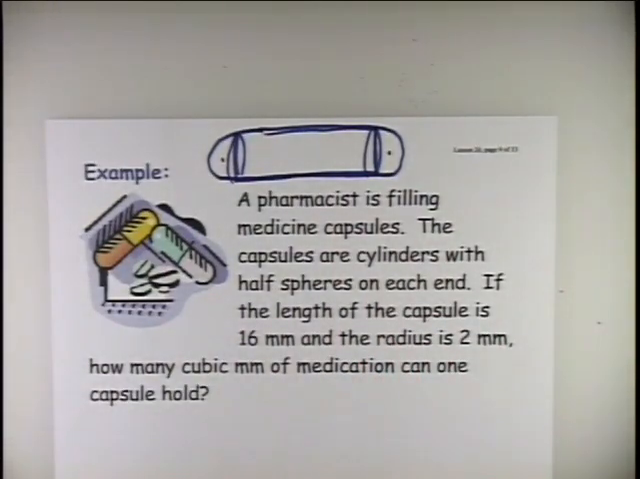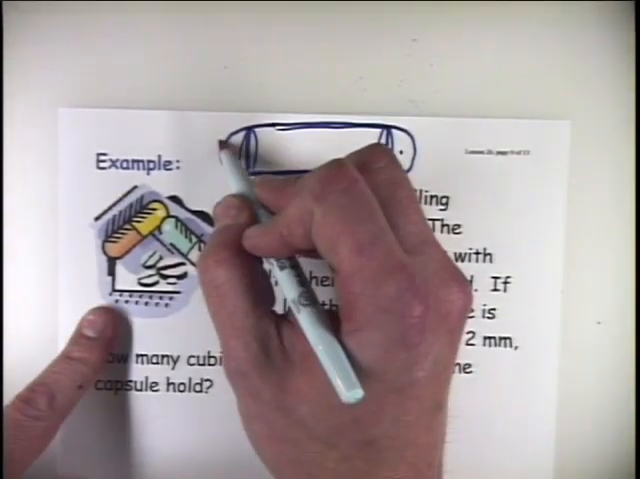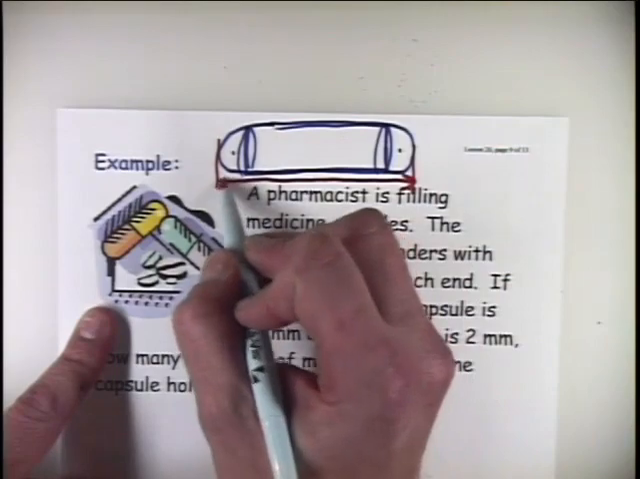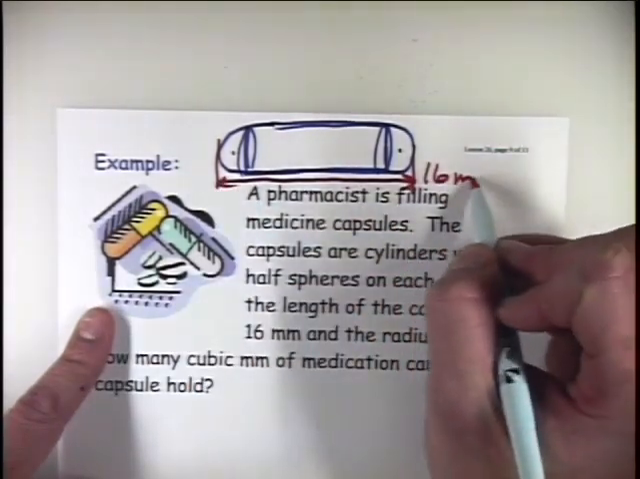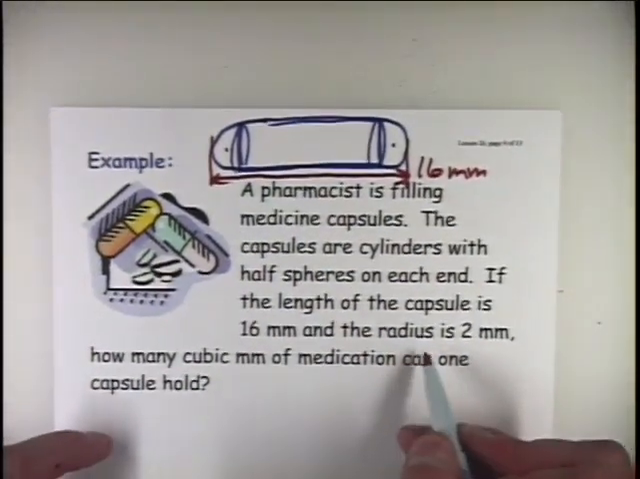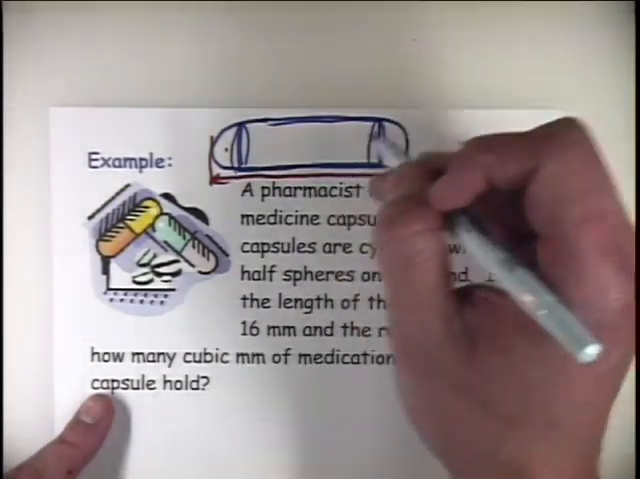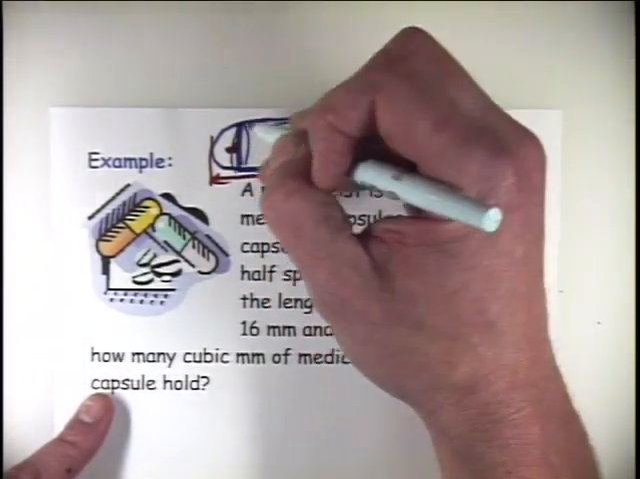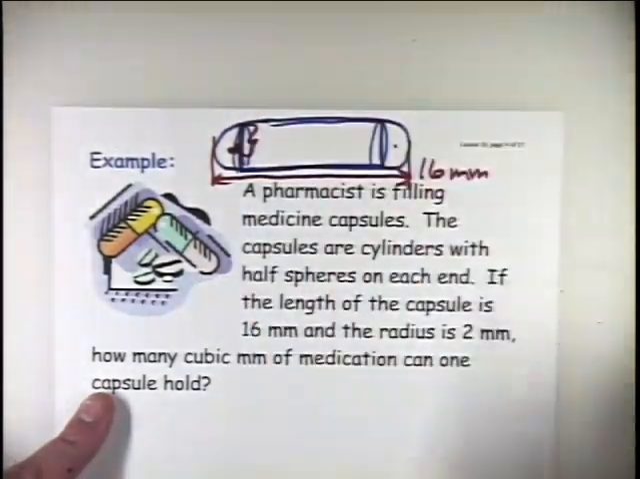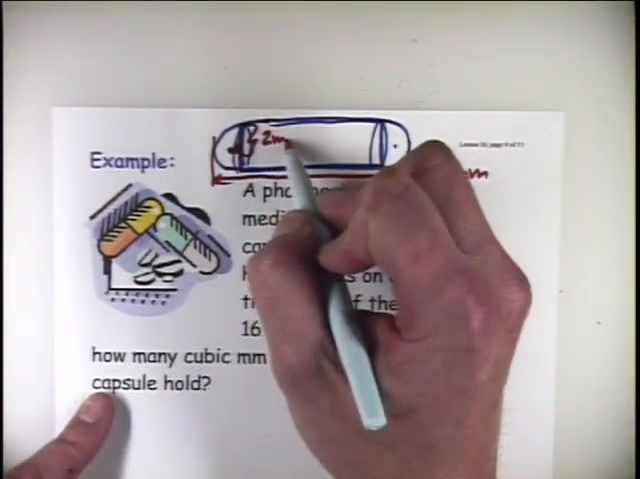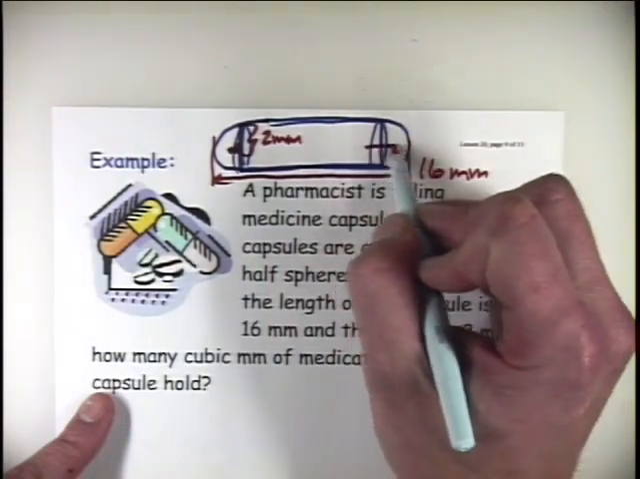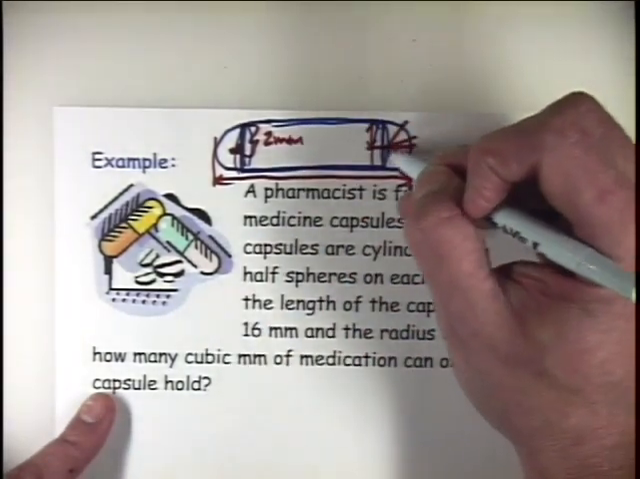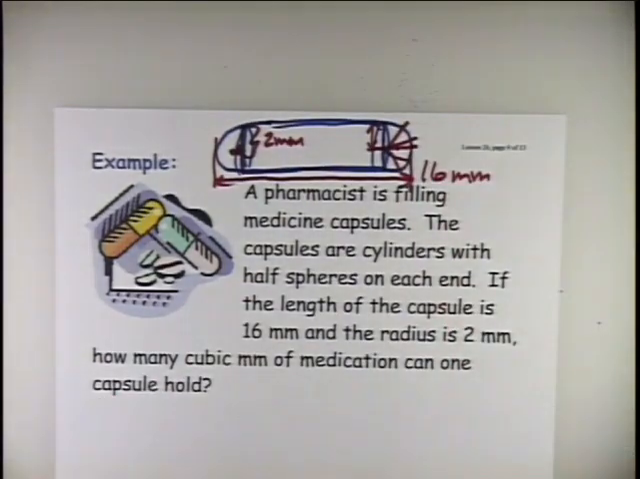If the length of the capsule is 16, from here to here all the way across, that capsule is 16 millimeters long. And we know that the radius is 2 millimeters. The radius is going to be from here, the halfway point. It's basically half of this, 2 millimeters, so it's right here. If you want to draw it on this side, it's this distance right here, because the radius on that hemisphere will stem out all around.